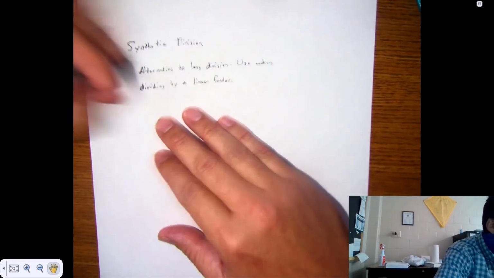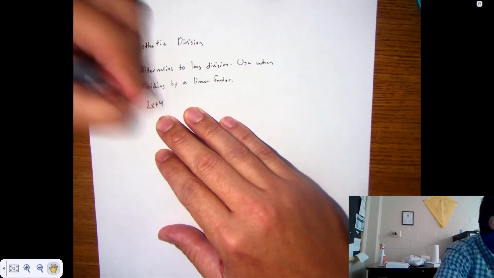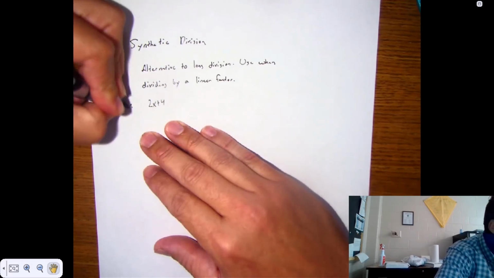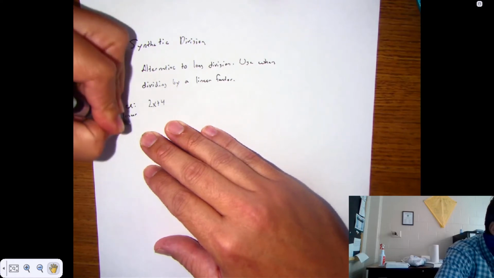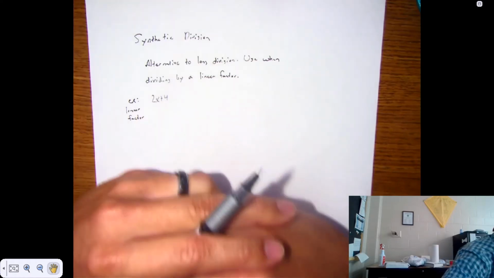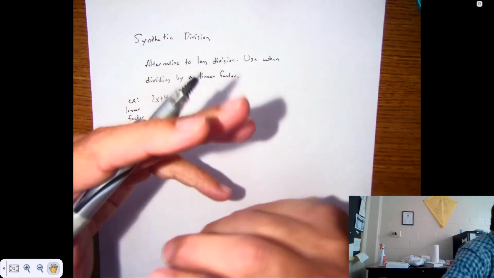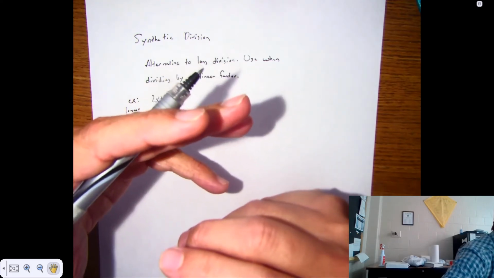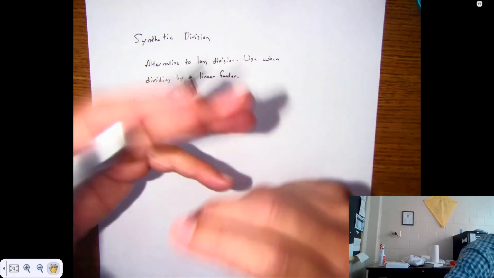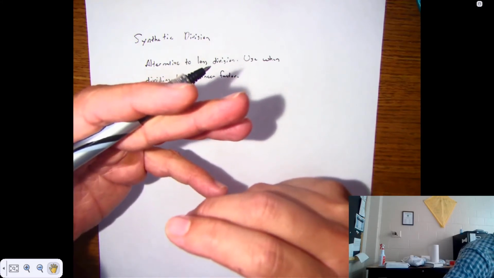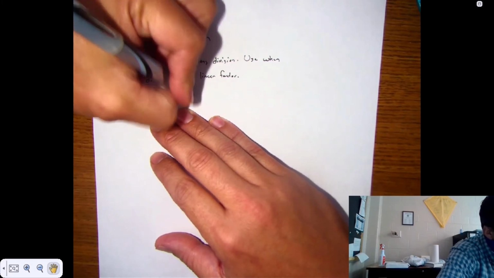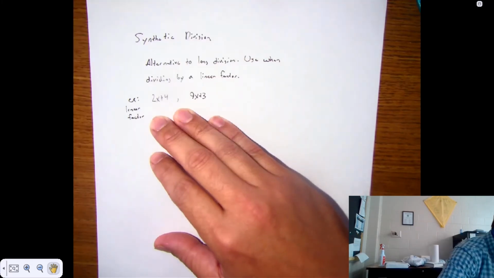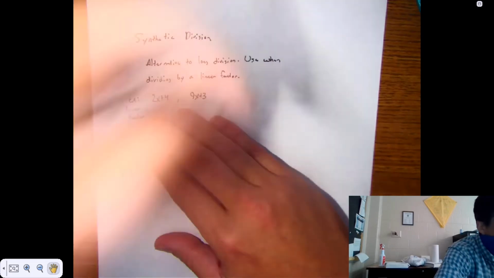Now, a linear factor would be something like 2x plus 4. That's an example of a linear factor. Do you see y equals mx plus b in that thing? That's linear, right? Okay. Maybe something like 9x plus 3. That's linear too. Use it when you see linear factors.